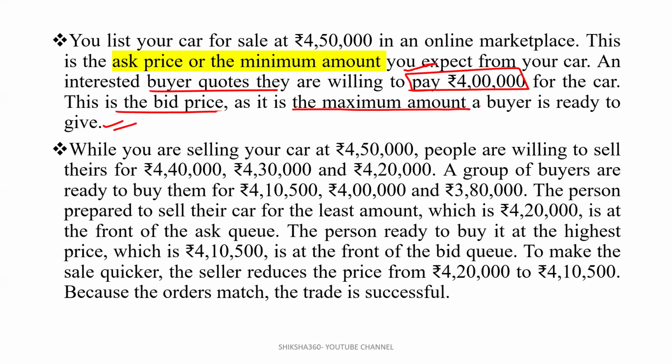While you are selling your car at 4,50,000, other sellers are willing to sell theirs at 4,40,000, 4,30,000 and 4,20,000. A group of buyers are ready to buy for 4,10,500, 4 lakh and 3,80,000. The person prepared to sell for at least 4,20,000 is at the front of the ask queue. The person ready to buy at the highest price, 4,10,500, is at the front of the bid queue. To make the sale quicker, the seller reduces the price from 4,20,000 to 4,10,500 because the orders match. The trade is successful.